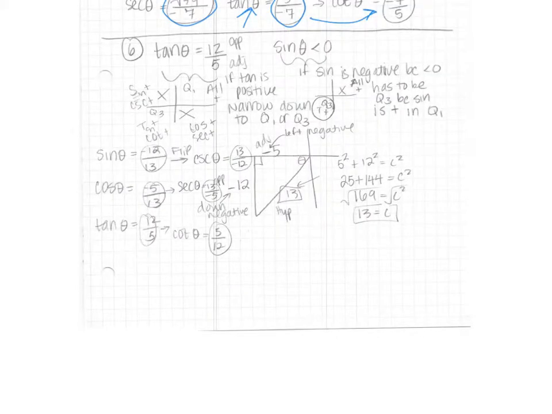Now the reason this next one's a little bit harder is we have to pay attention to our restrictions. So they originally say that tan of theta, the triangle that we're going to make, where opposite is 12, adjacent is 5, is positive.